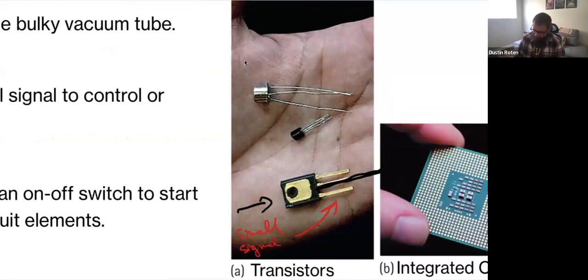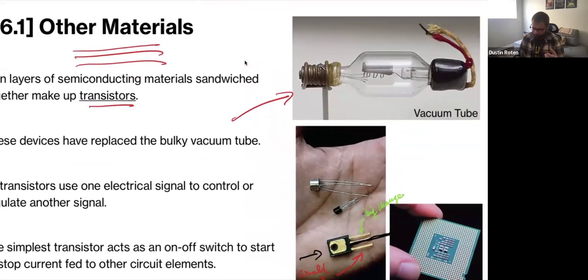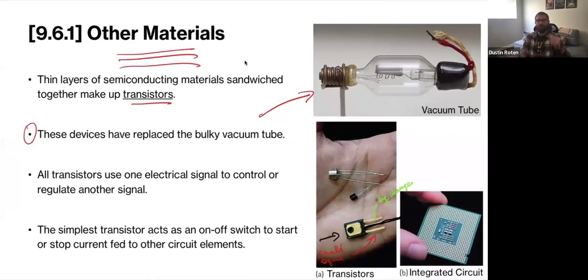You can control a small signal on one of them, which will then give you a big change in the signal on the other. So we'll just say big change here. So that's the idea. You're using a small input to control a bigger output with a transistor. Essentially, the simplest transistors will act as just an on-off switch to start or stop some other signal.